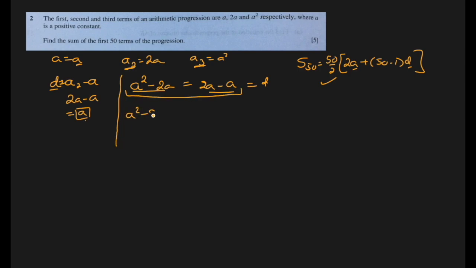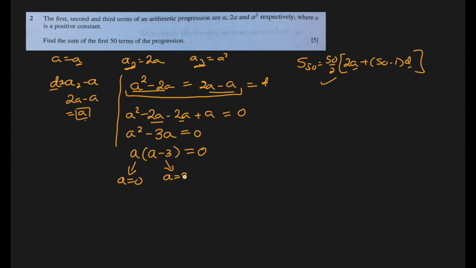So a squared minus 2a minus 2a plus a is equal to 0. a squared, minus 2a and minus 2a is minus 4a, plus a, minus 3a. So a is taken common: a(a minus 3) is equal to 0. This gives us a equal to 0, and this gives us a equal to 3. And they said somewhere, yeah, where a is a positive constant, that means 0 is not accepted. This is the one which we will use, and now we know this, we can use our formula we wanted.